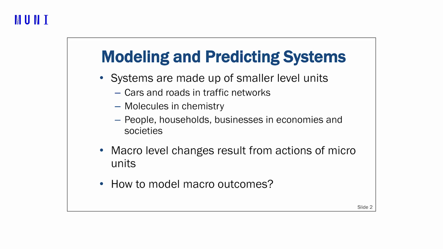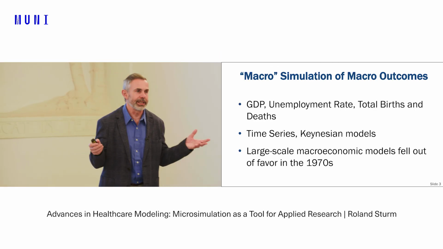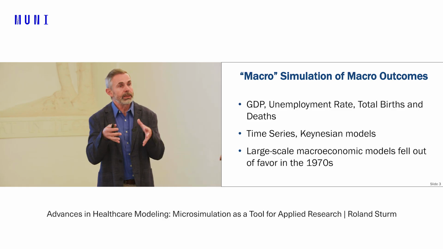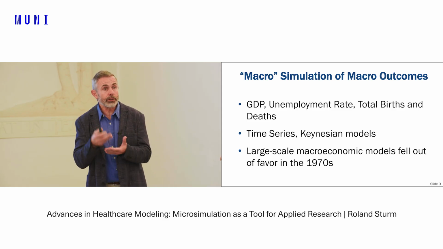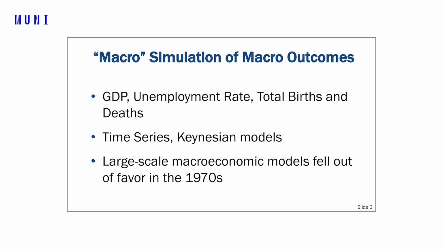Macro outcomes is, however, what we're interested in for policy. So how do we model macroeconomic, macro-social outcomes? And there are many ways, but let me put it into three big clusters. The first one is macro modeling of macro outcomes, and that's what we often learn in macroeconomics initially, where we talk about GDP, where we talk about the unemployment rate.